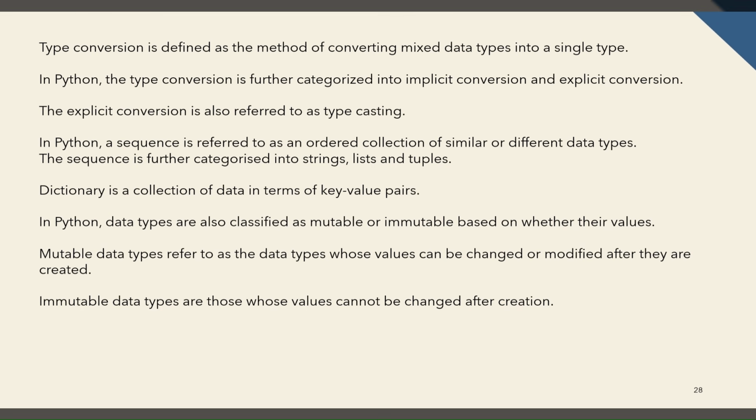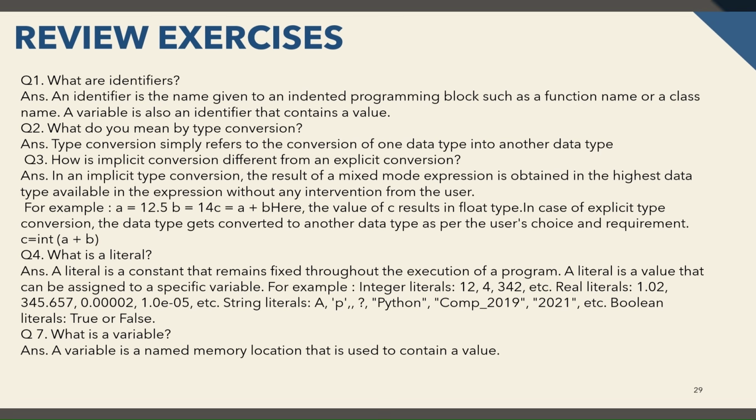Python has various data types, which are mutable and immutable. Mutable data types are those whose values can be modified after creation, and immutable are those whose values cannot be changed after creation. Now these are some review exercises. You can just go through this or take a screenshot for your reference.